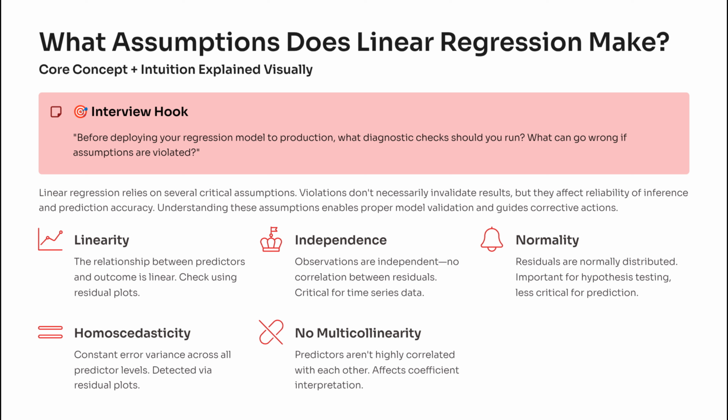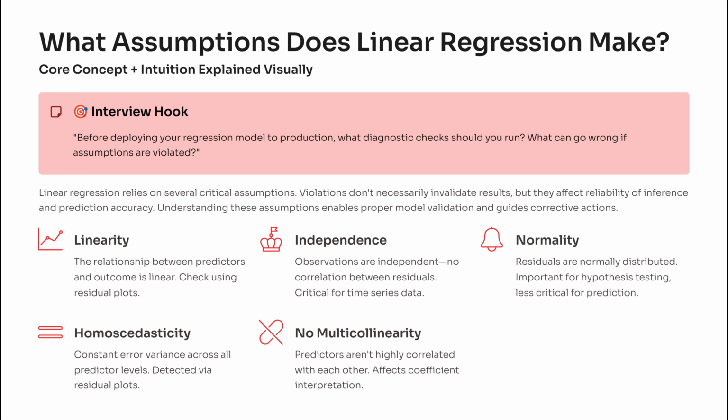Imagine you're in an interview and the panel says, your model includes both square footage and number of rooms as predictors of house prices. The coefficients look unstable and even counterintuitive. What's going on? This is a classic sign of multicollinearity, when your predictor variables are highly correlated with each other.